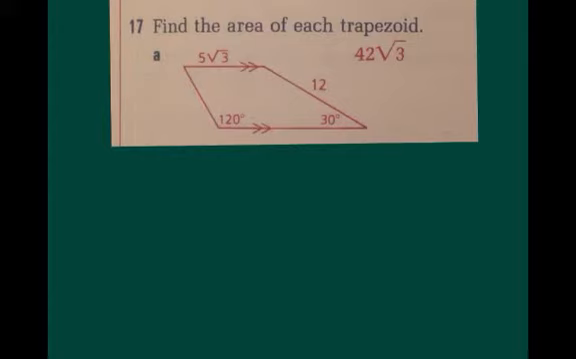Okay, to find the area of the trapezoid in number 17, I see that I've got a 30-degree angle, and hopefully that's making me think to look for some 30, 60, 90 triangles. So I'm going to drop an altitude from this vertex, and that creates, if I draw perpendicular to the opposite base, a 30, 60, 90 triangle. The side opposite the 90-degree angle is 12, so the side opposite the 30-degree angle is going to be the height of my trapezoid, or 6.